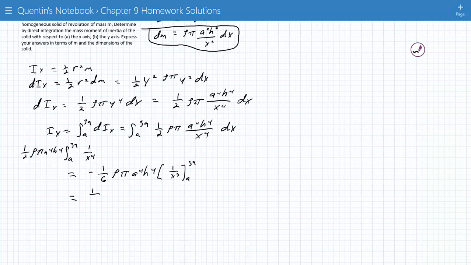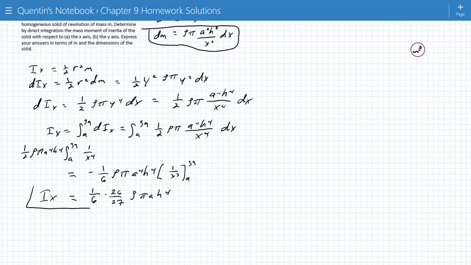I don't give a final answer for right now. I'm going to say 1/6 times 26 over 27, because your 3 cubed is 27, you end up with 1 minus that, rho pi a h to the fourth. Okay, so my Ix is that.